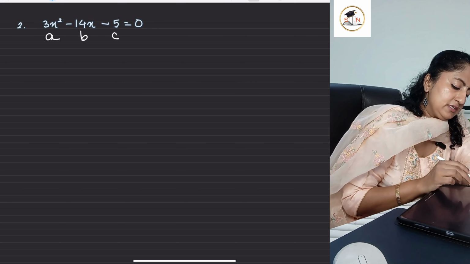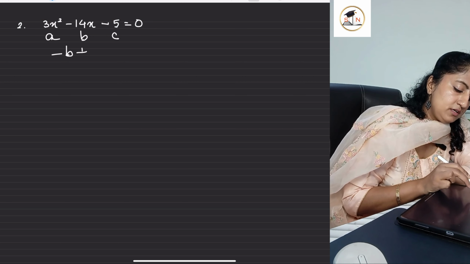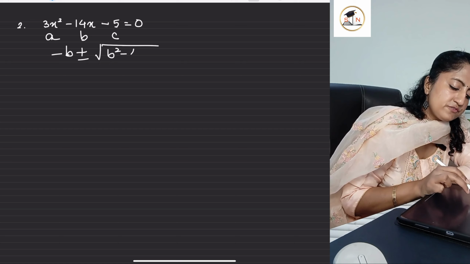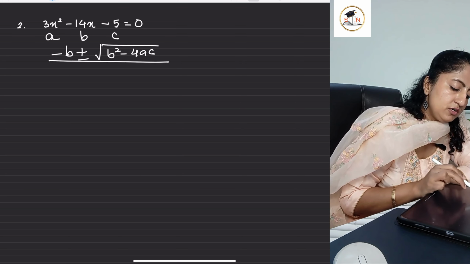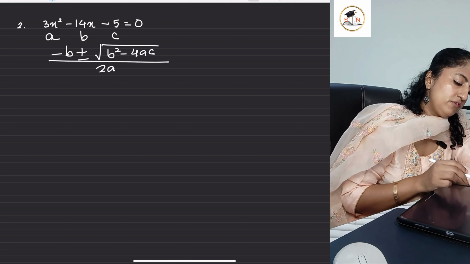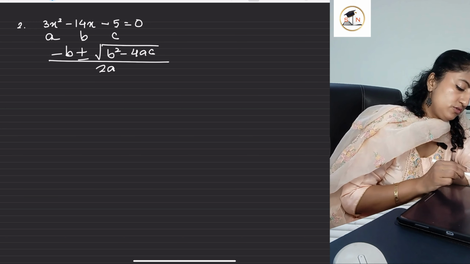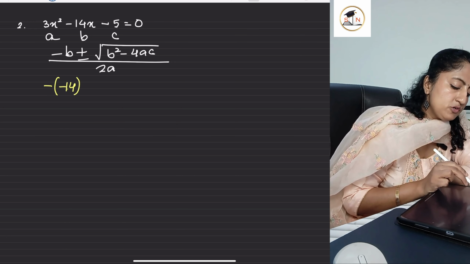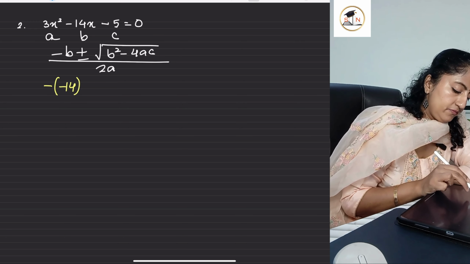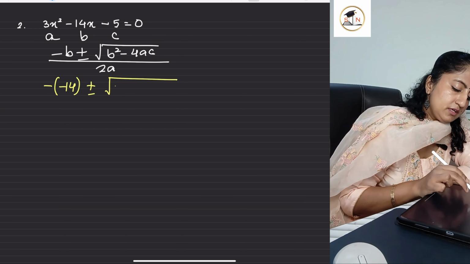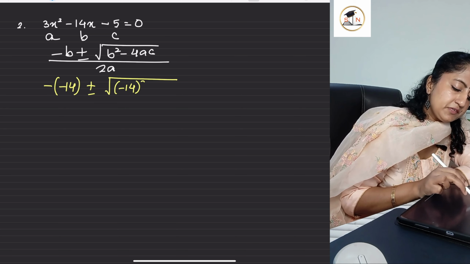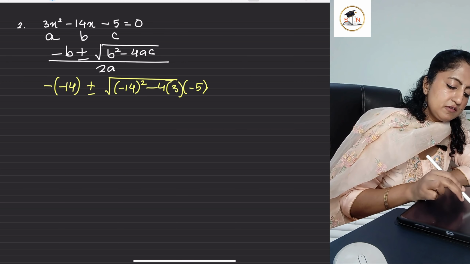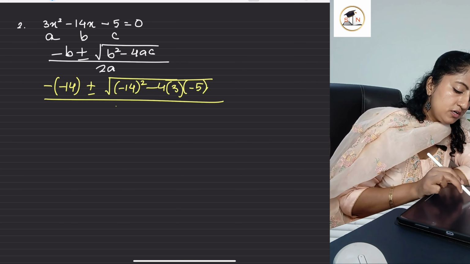right? Now, first we need to write the quadratic formula, that is minus b plus minus under root of b square minus 4ac whole over 2a, right? Now we will start with the substitution. So we will have negative of negative 14. b is negative, so I am using individual brackets for that. And in the same manner, you should be doing it. So over here also, negative 14 square minus 4 times 3 and then minus 5, whole over 2 times 3.